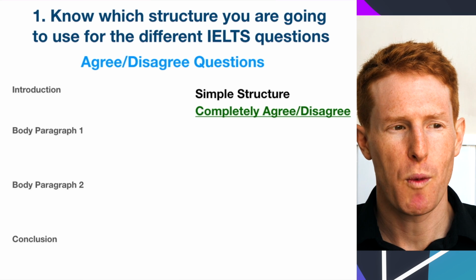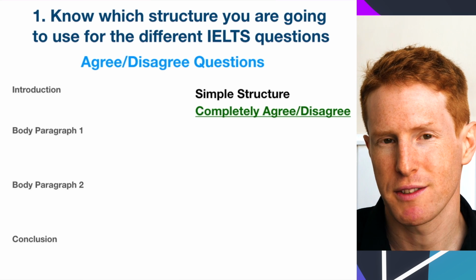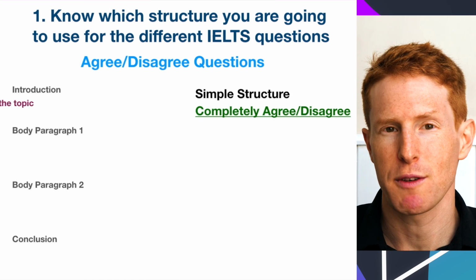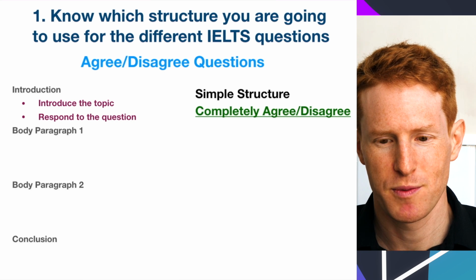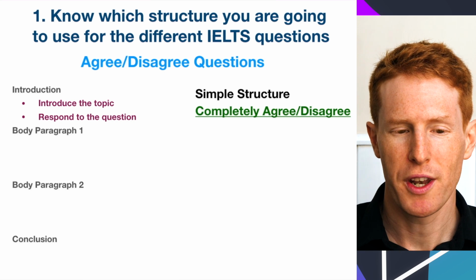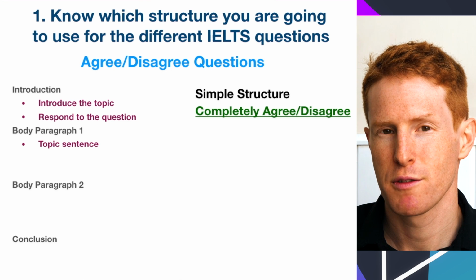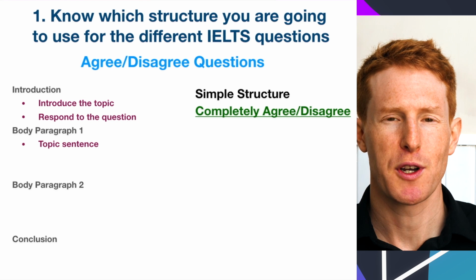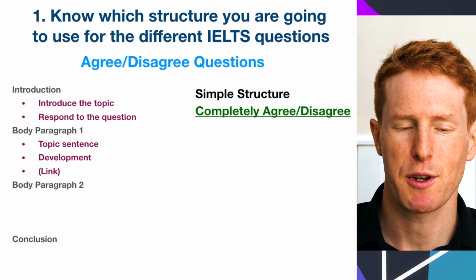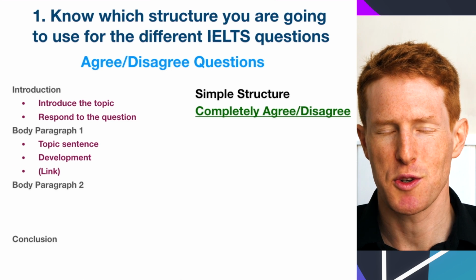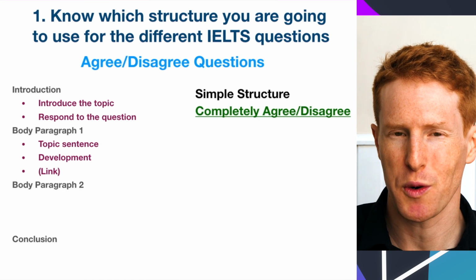And I also know what I'm going to write in each of these paragraphs. So in the introduction, I'm going to introduce the topic and then I'm going to respond to the question. In body paragraph 1, I'm going to have the topic sentence for my first idea. I'm going to develop that idea, probably with an example, and then I'm going to have a linking sentence to relate my idea to the question.